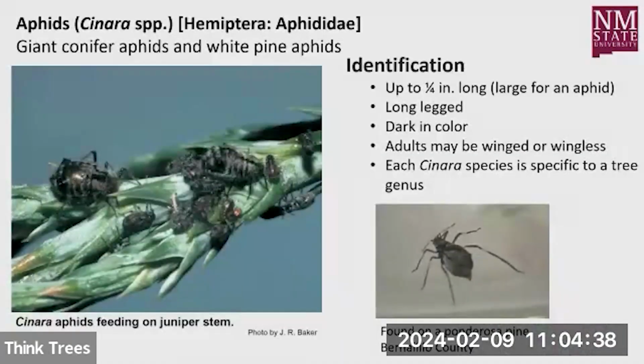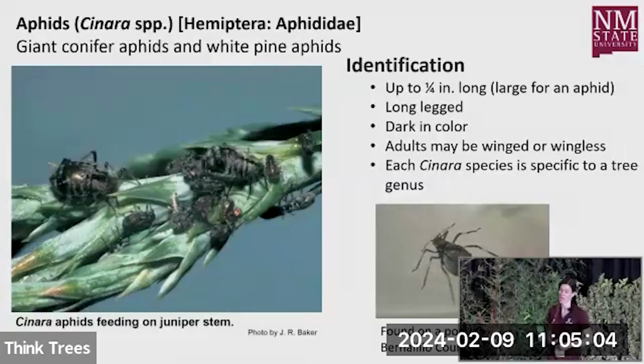The first one, aphids. So I've had a variety of different species of aphids, and I'll talk a little bit about those throughout this presentation. One that's been sent in is this giant conifer aphid, also called white pine aphids or pine aphids. So a variety of species in this genus, Cinara. These bugs are pretty large for aphids. They are up to about 1/4 inch in length. So that's pretty sizable for an aphid.